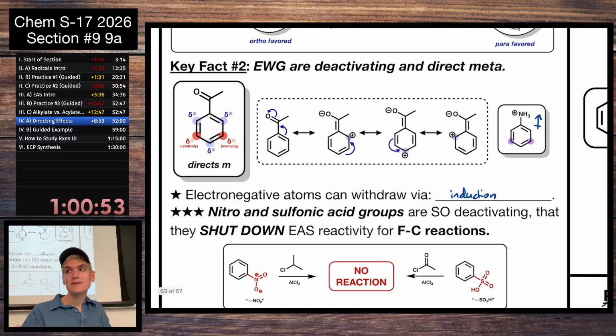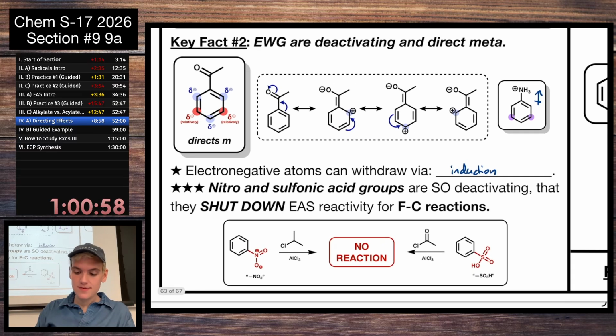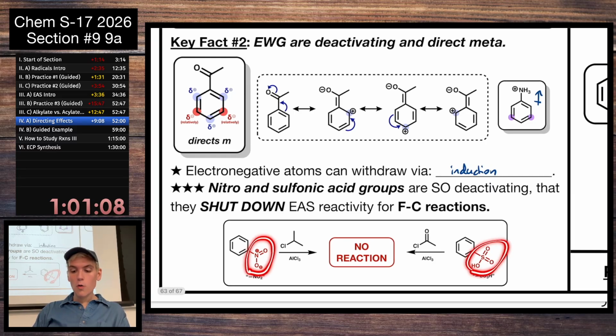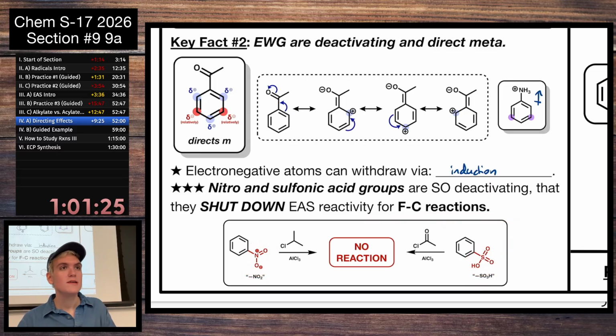The other key fact that you need to know, and it's an important one, is that sometimes some groups can be so deactivating that they shut down certain reactions. So if you have a nitro group or a sulfonic acid on your benzene ring, you cannot do Friedel-Crafts. Friedel-Crafts alkylation and acylation fully will not happen if you have a nitro group or a sulfonic acid group. You can do things like bromination and chlorination. You can add more nitro groups. You just can't do Friedel-Crafts. Friedel-Crafts is a little picky.